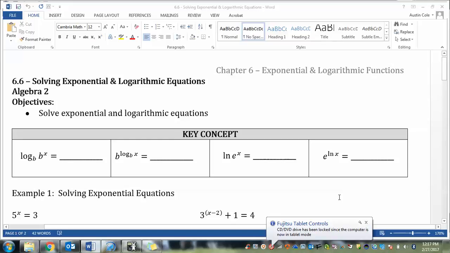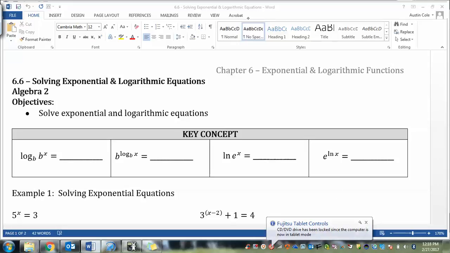So last class we said we're going to build up to solving equations, and that's what our goal was, okay? So today we're going to be solving exponential and logarithmic equations. Now, this key concept box has 4 main ideas of how to solve logs, okay? And I will show you as we go today some common mistakes people will make, okay?